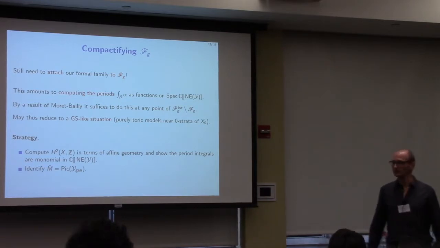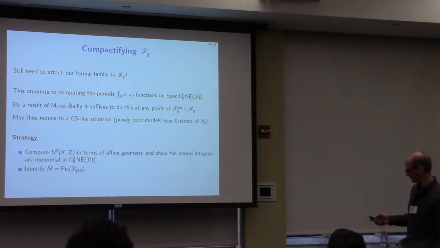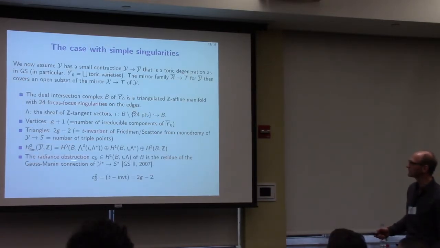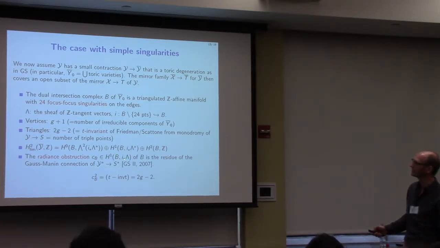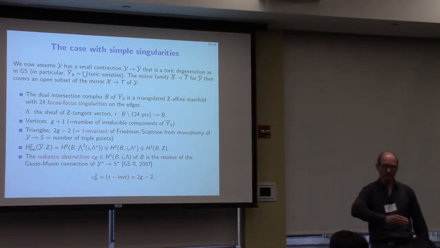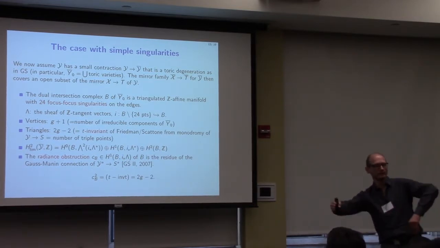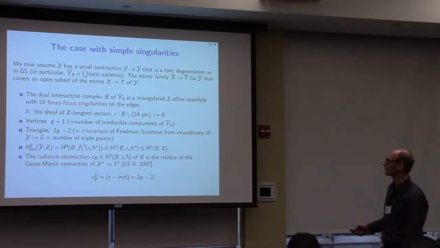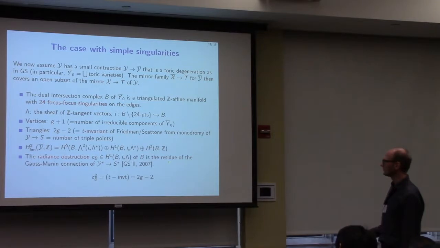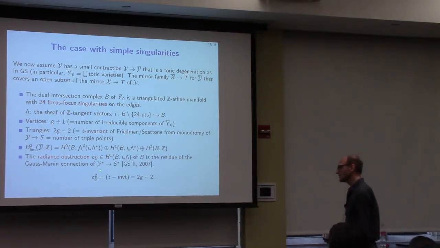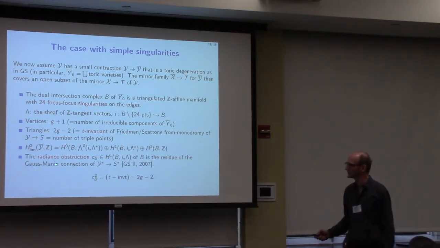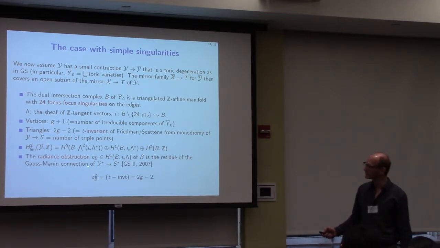There's a cohomological obstruction to it, and that's this radiance obstruction, which lives in H^1 of B, i_* Λ. So it tells you essentially how you have to translate these invariant directions, how far they are away from the origin, if you want. Okay, so that's the radiance obstruction. And that has some meaning in terms of the Gauss-Manin connection of the Y side. So it's a dual intersection complex picture.